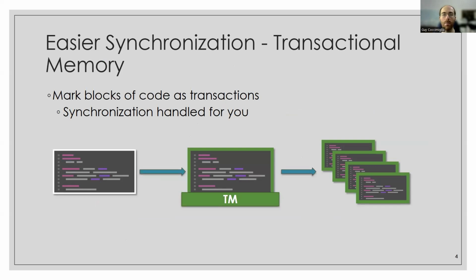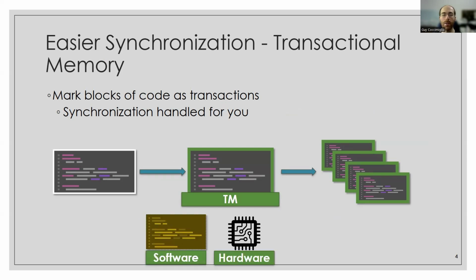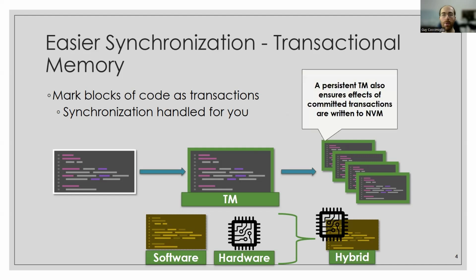Well, you can use a mechanism known as transactional memory, or TM. With a TM, you can mark blocks of code as transactions, and you can execute multiple transactions concurrently where the synchronization is handled for you via the TM. The TM itself can be implemented in software, or if your processor supports it, it can be implemented in hardware. If you combine the use of both, we refer to this as a hybrid TM, or a HyTM. A persistent TM not only handles synchronization for you, but it also ensures that the effects of committed transactions will be written back to non-volatile memory.